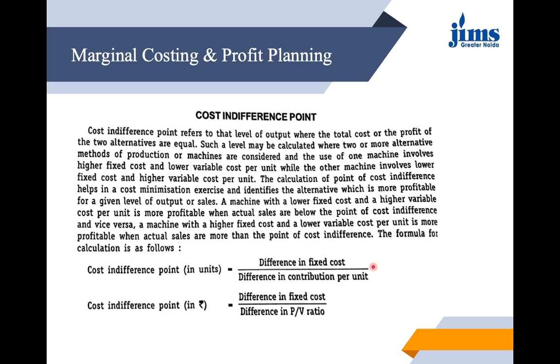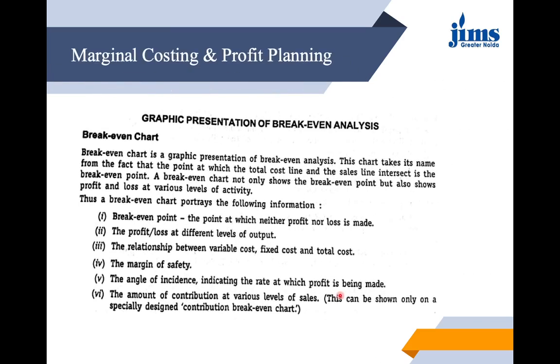Cost indifference point in units can be calculated by dividing the difference in fixed cost by the difference in contribution per unit. And if we need to find it in amount, then we can simply divide the difference in fixed cost by the difference in PV ratio. Now let us have a look at the graphical representation of break-even analysis. It is a graphic, let us see, break-even chart.